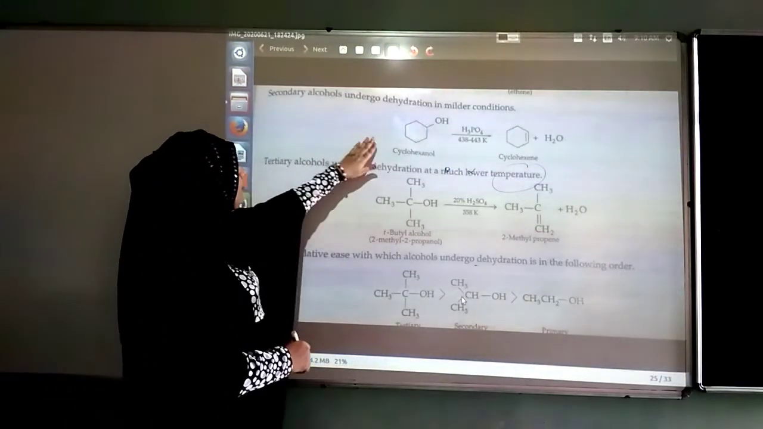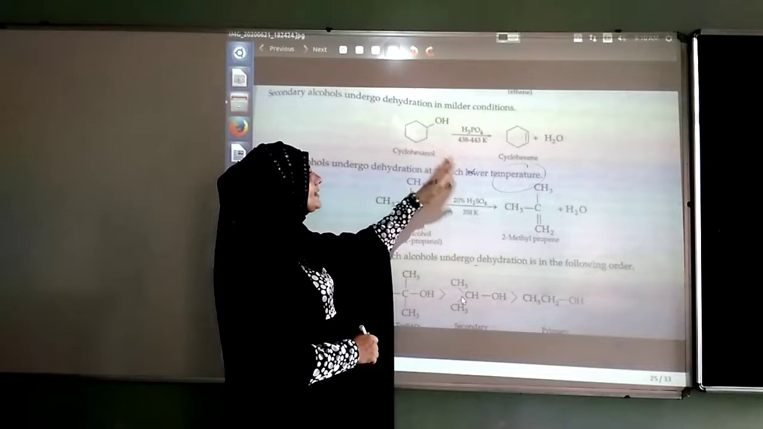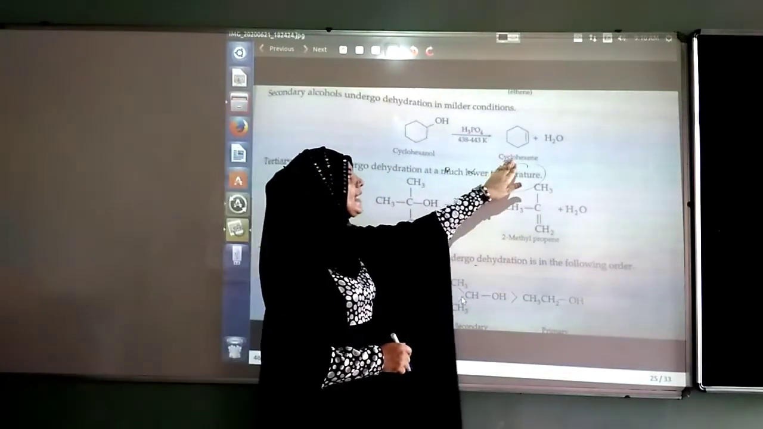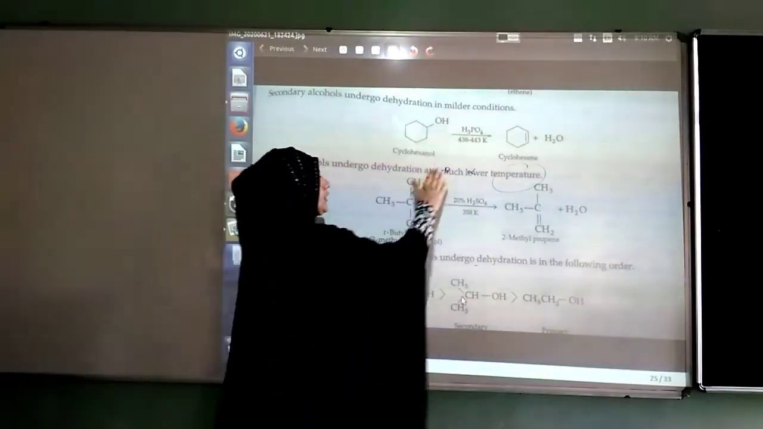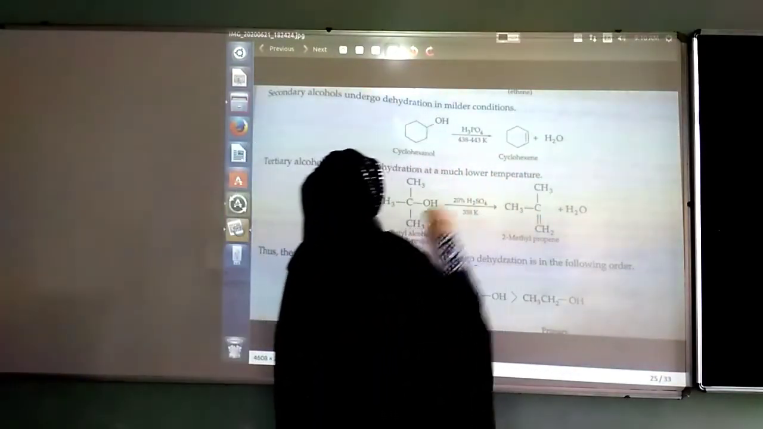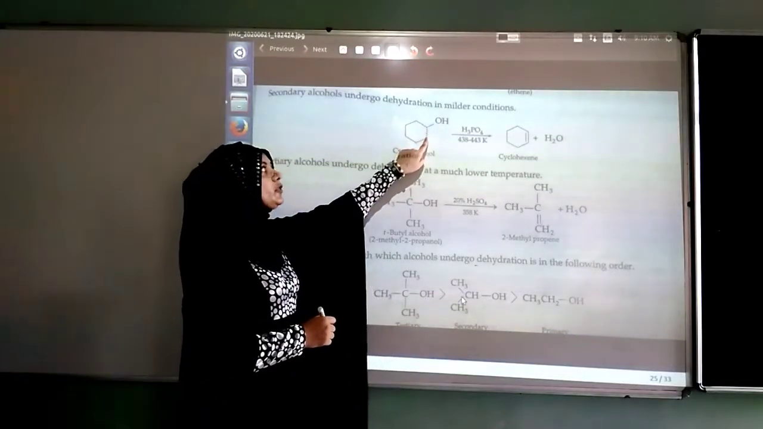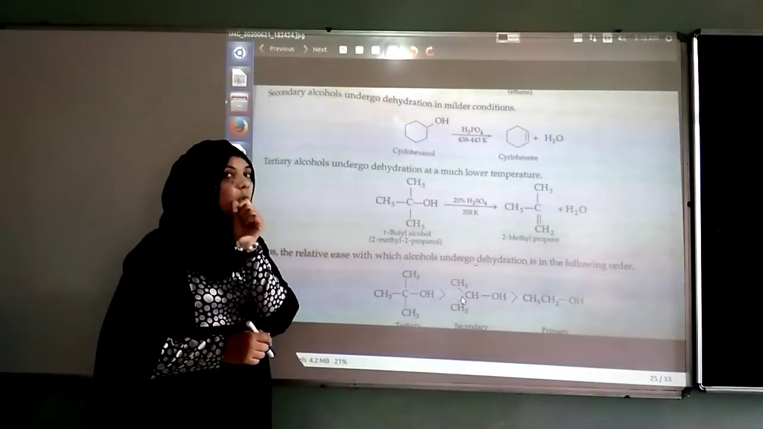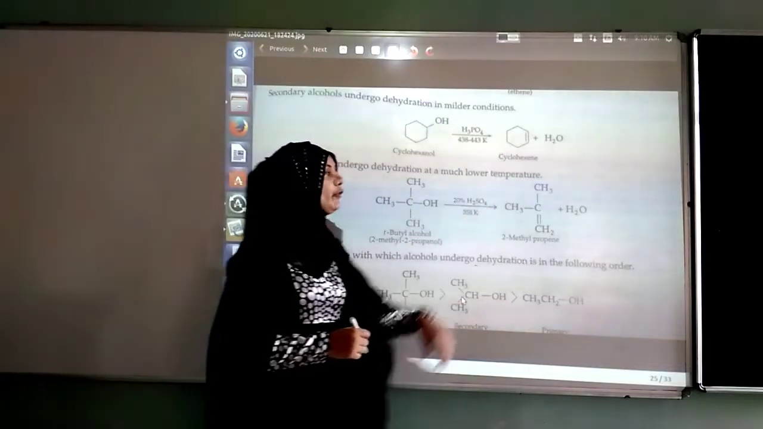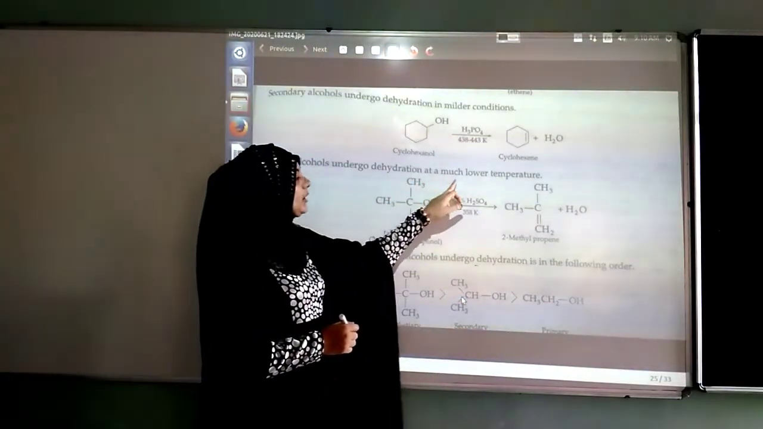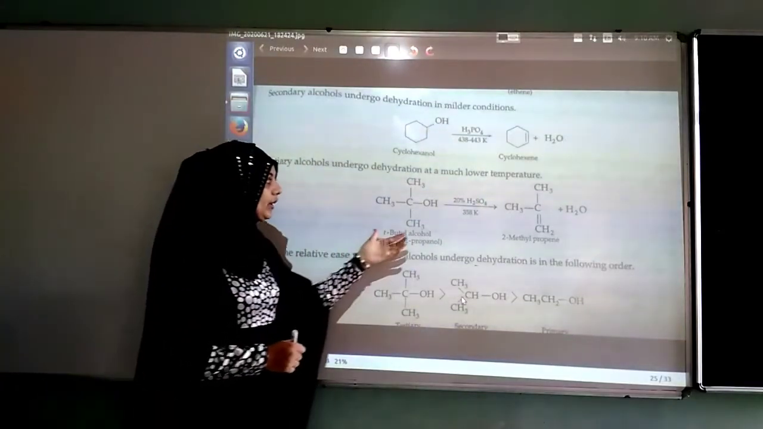Next, if you treat your cyclohexanol with particular phosphoric acid, you can obtain cyclohexene as your product. That is simple alpha beta elimination. OH यहाँ से गया तो यहाँ पे जो कार्बन है उसका H चला जाएगा, which is resulting into double bond formation. Tertiary alcohol undergoes dehydration at much lower temperature, and here is what is happening.